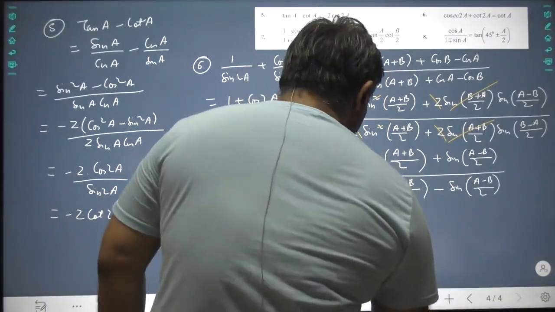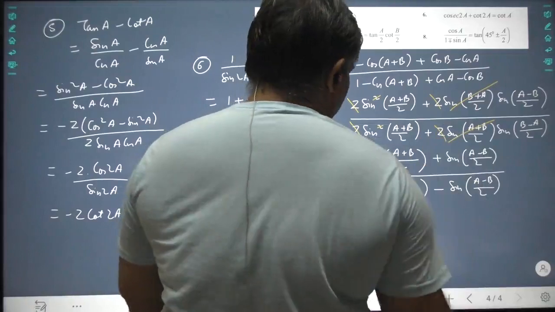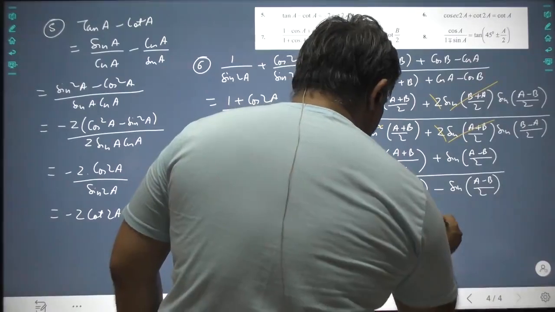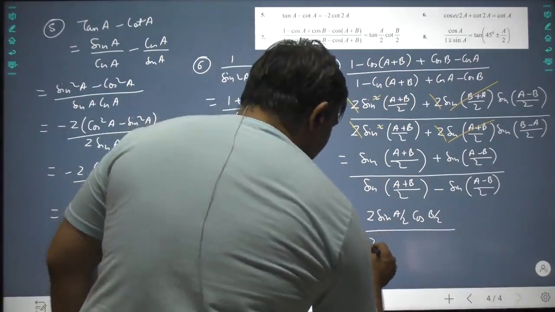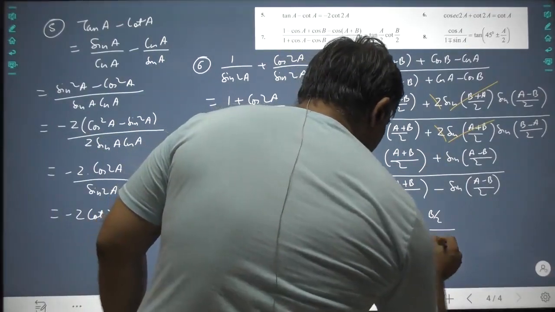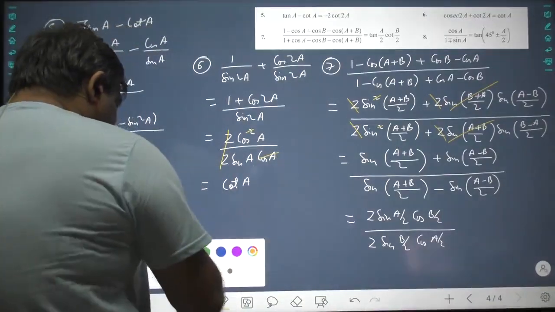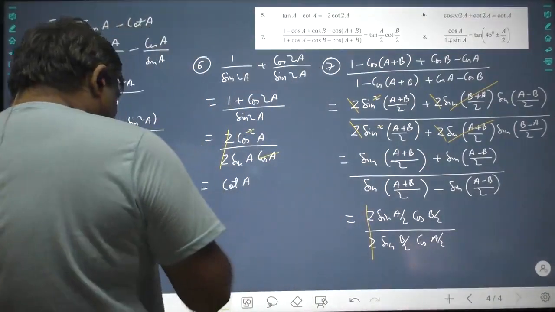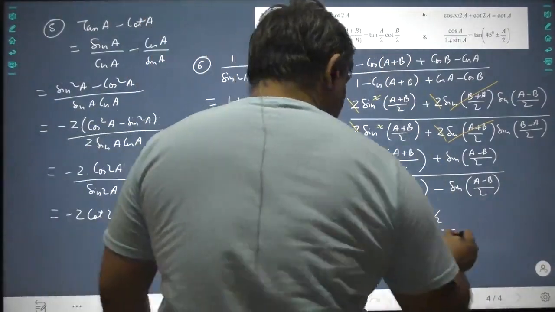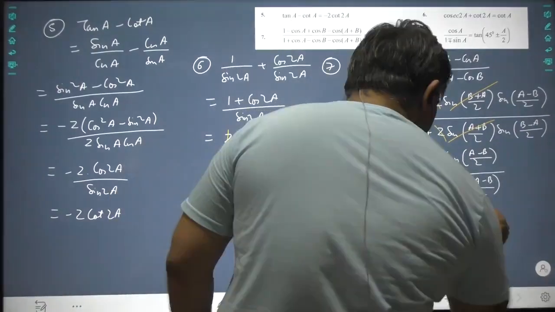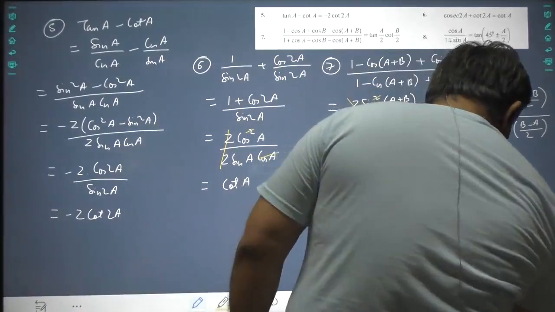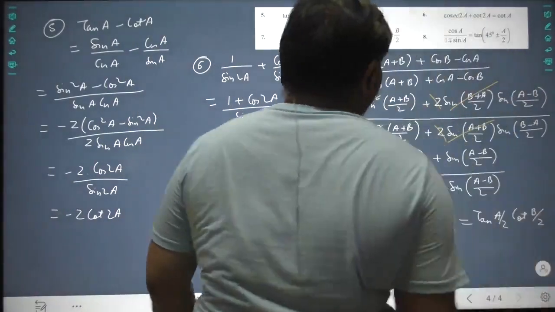Now a lot of manipulation. Sine A plus sine B is 2 sine this plus this, so A plus B by 2, that is A by 2, into cos this minus this, B by 2. In the denominator, 2 sine of this minus this, B by 2, into cos A by 2. So this comes out to be sine A by 2 upon cos A by 2, tan A by 2, and cos B by 2 upon sine B by 2, cot B by 2. Very good. Let us do the last question.